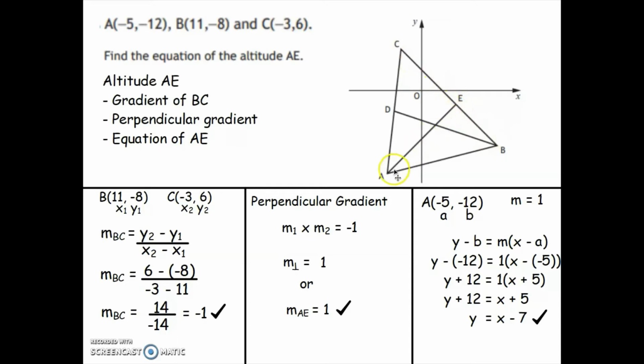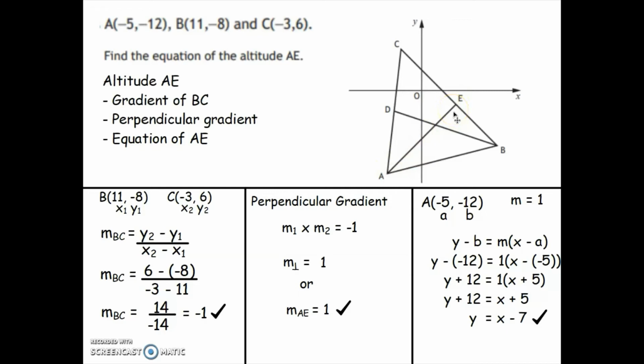Now, we want to find the perpendicular gradient because this isn't the line I want. I want this line AE. I know that this is negative 1, so therefore I can find the perpendicular gradient using my fact that m1 times m2 is negative 1. So that means that the perpendicular gradient is going to be 1. Now what I've done is I've included the perpendicular gradient symbol equals 1, and I've also included the gradient of AE equals 1. Whatever you prefer to write is okay. So we've worked out that the gradient of this line is 1 because this one's negative 1 and we know that this one's perpendicular. So we've found that this gradient is 1.